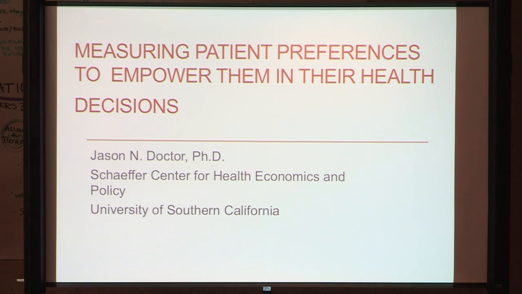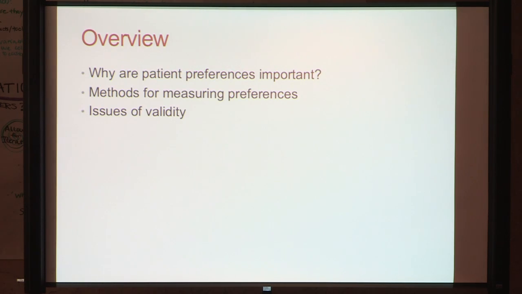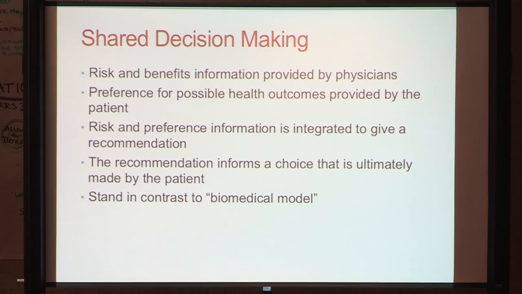Okay, so I'm going to talk about measuring patient preferences, maybe from a little bit different perspective to complement what Cornelia was talking about, more from a utility perspective. So I'm going to talk a little about why they're important, methods for measuring them, and then some issues of validity. We've talked a lot about shared decision making already.